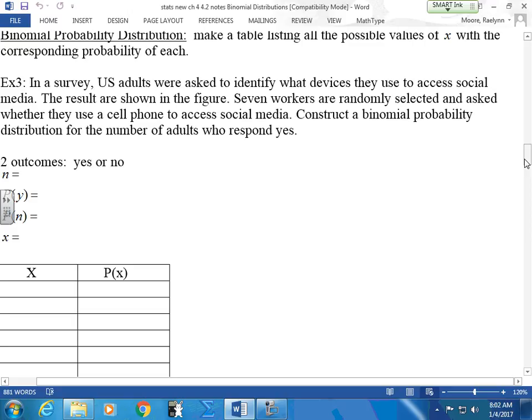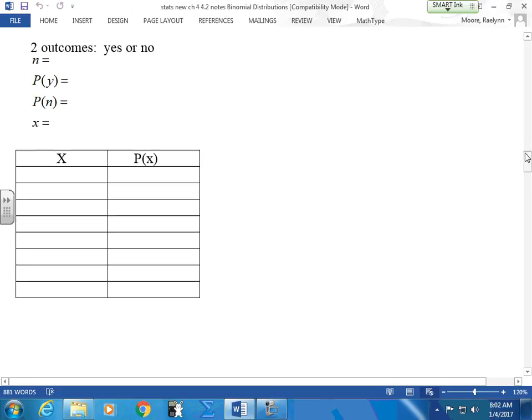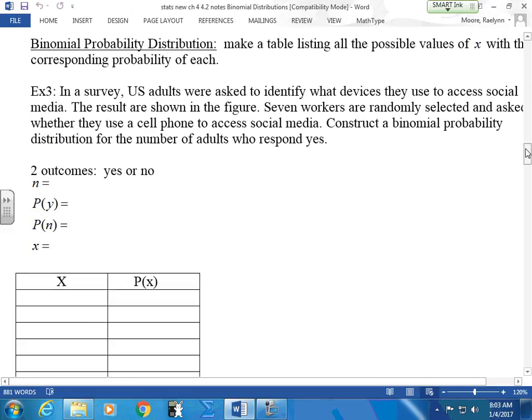Binomial means 2, right? If we give them 7 choices, does this make this a binomial experiment? No. But how did they word this so that we do have a binomial experiment? It's cell phone or not cell phone. Okay, so now they're only giving them 2 choices. Did you use a cell phone? Did you not use a cell phone? So even though there's a whole list of things, that's not what we're looking at. What we're looking at is the fact that they said, did you use your cell phone?